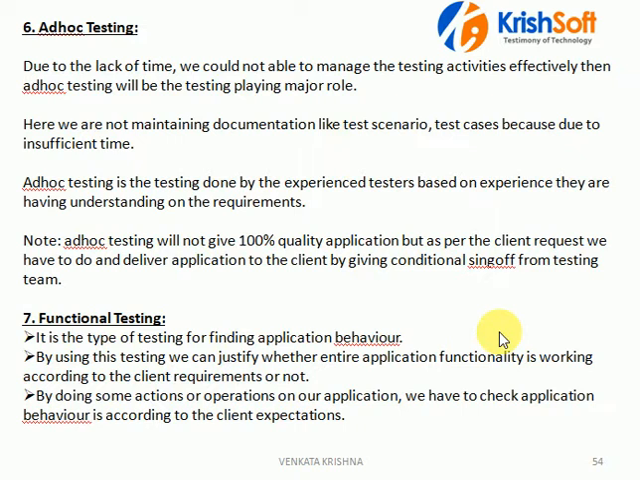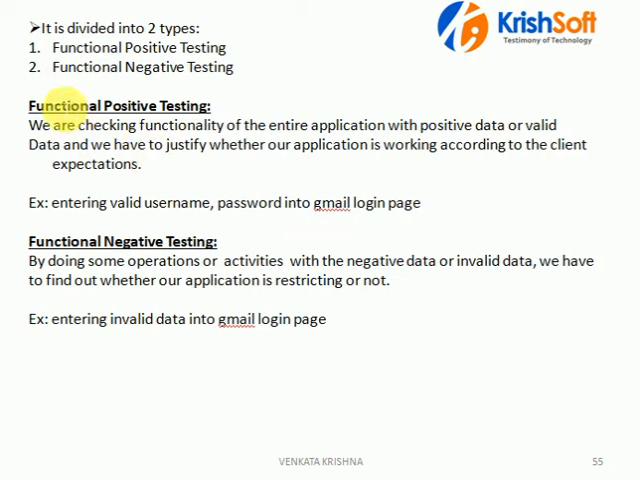So functional testing, usually we do in two ways: functional positive testing and functional negative testing. In functional positive testing, you are going to verify the positive flow of the application. It means you use valid data to test the application functionality. For example, you need to test a login page. You enter a valid username and valid password, and you verify whether the application allows you to log in or not.